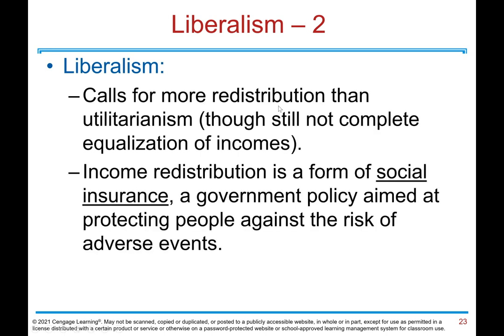Liberalism calls for more redistribution than utilitarianism, though still not a complete equalization of income. Income redistribution is a form of social insurance, a government policy aimed at protecting people against the risk of adverse events.